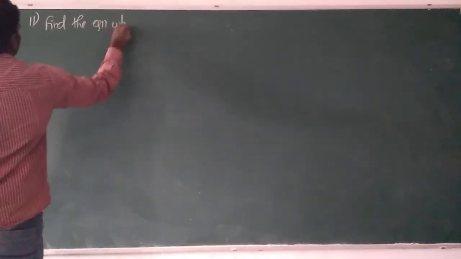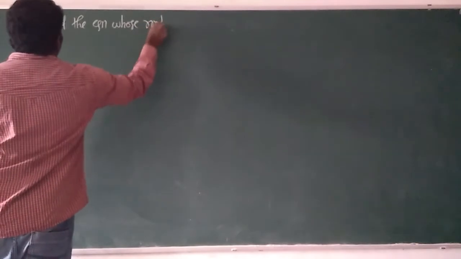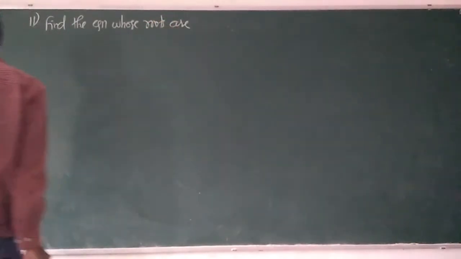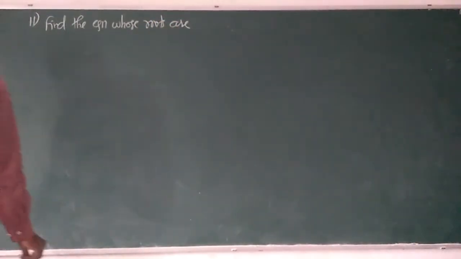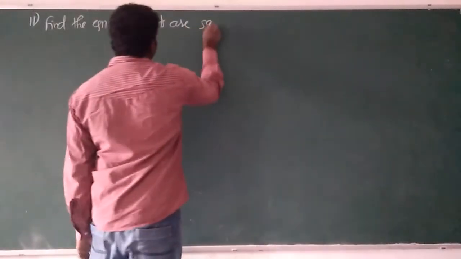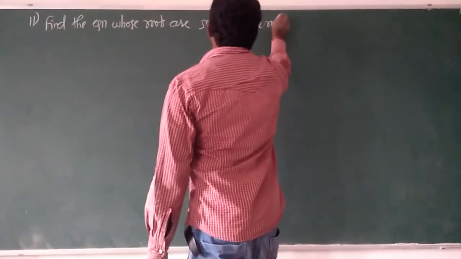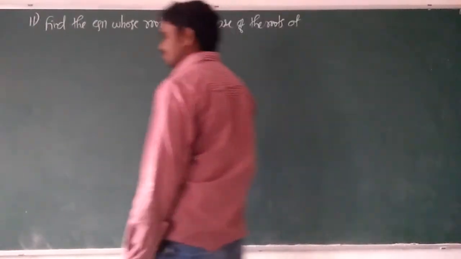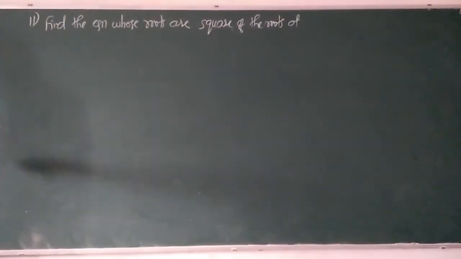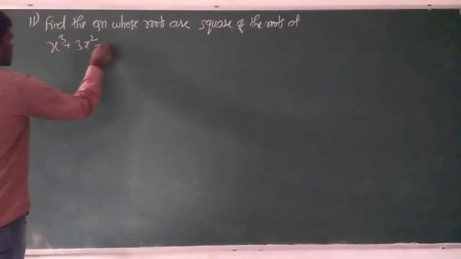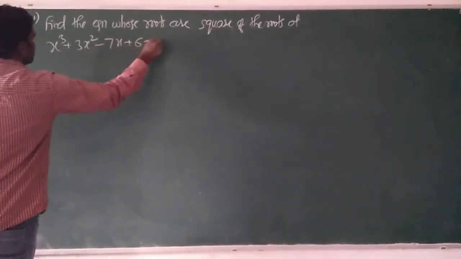Find the equation whose roots are the squares of the roots of x cube plus 3x square minus 7x plus 6 is equal to 0.